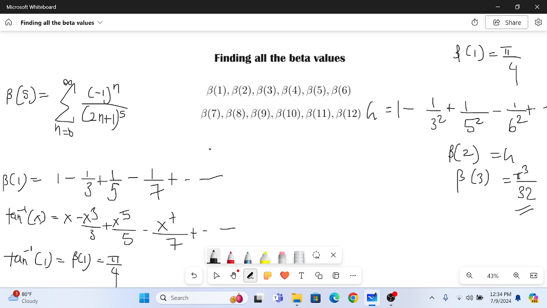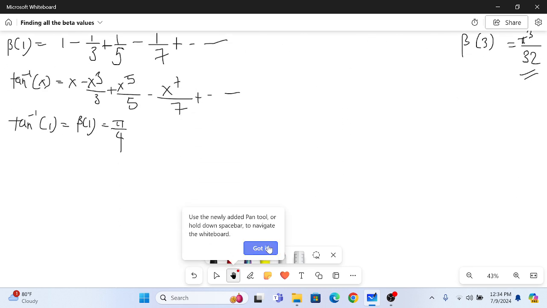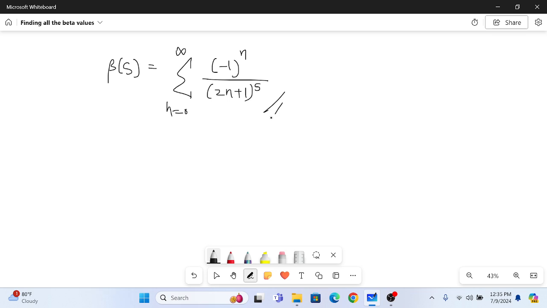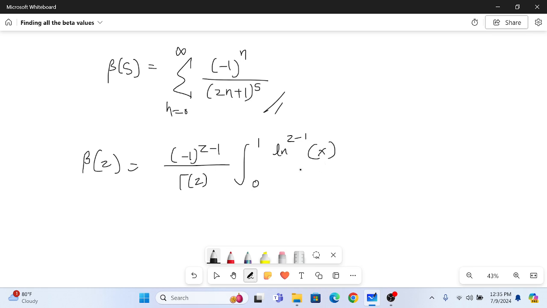Before we begin, first of all, know the definition of the beta function. I have already defined it in terms of a sum: the sum from n equals 0 to infinity of (-1)^n divided by (2n+1)^s. Now we also have an integral representation that gives the same sum. I'll verify that if you want me to. The integral representation is (-1)^(z-1) divided by gamma of z, times the integral from 0 to 1 of ln^(z-1)(x) divided by (1+x^2) dx. This is the integral representation for the beta function.